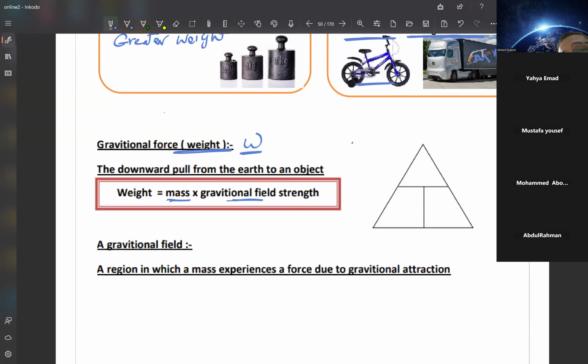Weight equals mg. So you can write it in the triangle, weight equals mg. Now, a very important thing, don't forget to add the unit. Newton for weight, and mass must be in kilogram. You can't write mass in gram and find weight. Weight equals mass in kilogram multiplied by g, and g is always 9.8 on Earth. If we move to the Moon or any planet, they have to give you the gravitational field strength of the planet. Okay? Now, what is the definition of gravitational field?